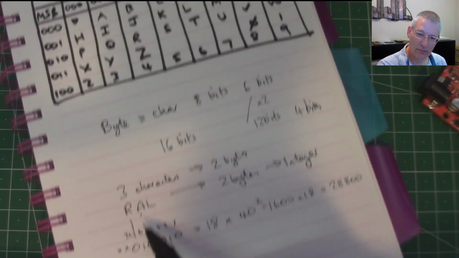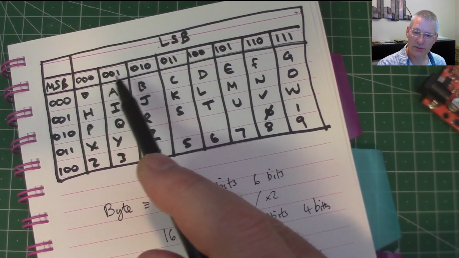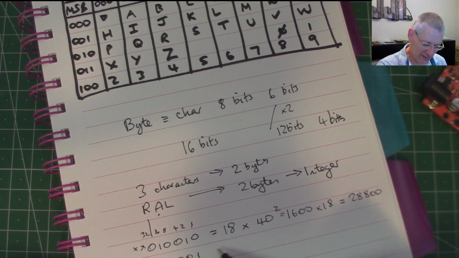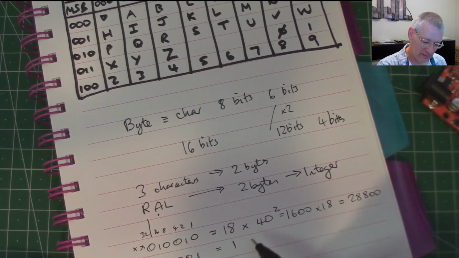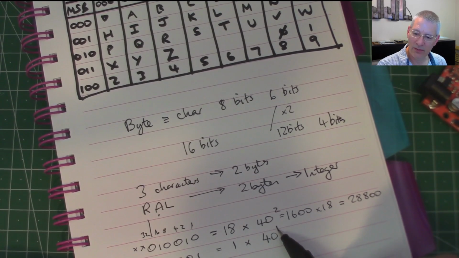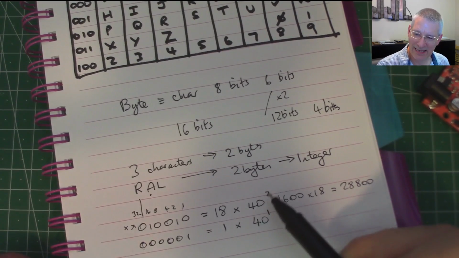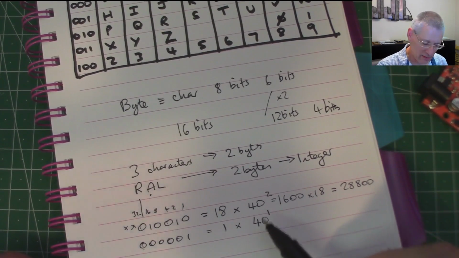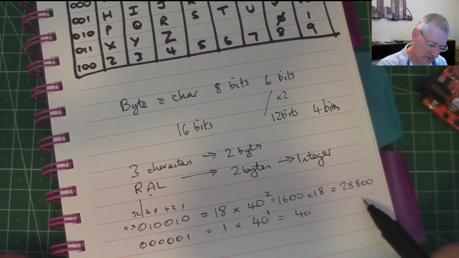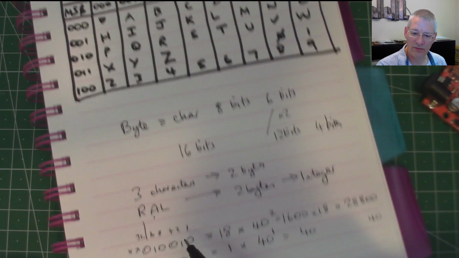So A, by looking up in our lookup table here, is 000001. I'm sure you don't need me to tell you what that's equal to, so that's a 1. This time we don't multiply it by 40 squared, we multiply by 40 to the power of 1. Now, 40 to the power of 1 is in fact 40, but it's the pattern that's important, so it's squared first, then to 1. So 40 times 1 is of course 40, and we just add that on to this column here.